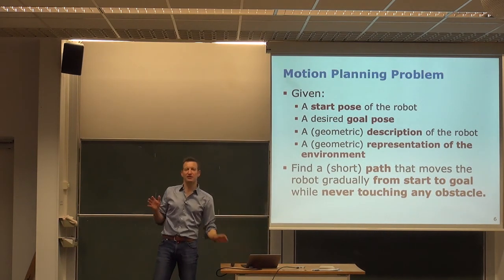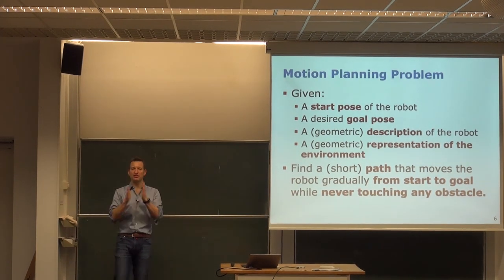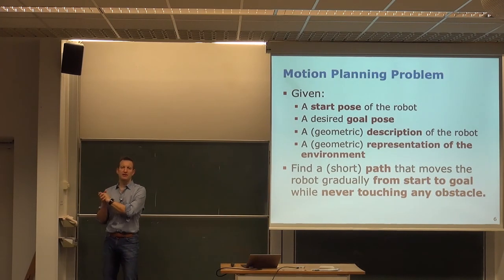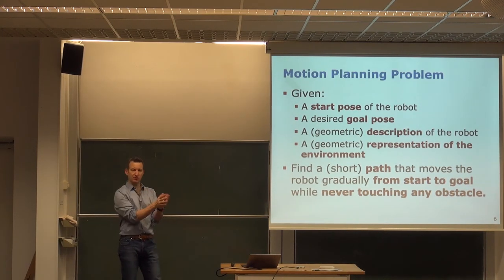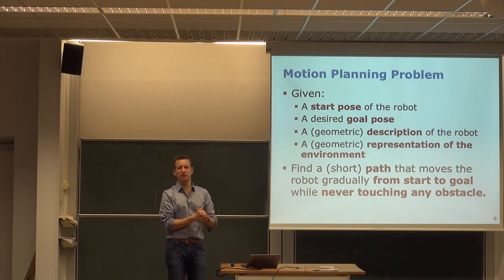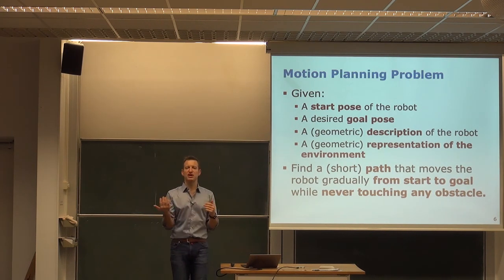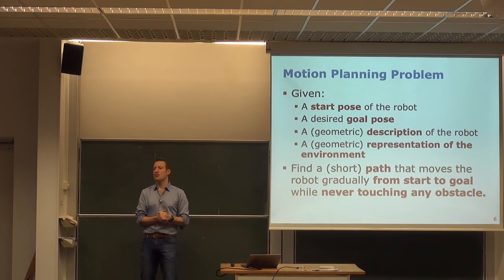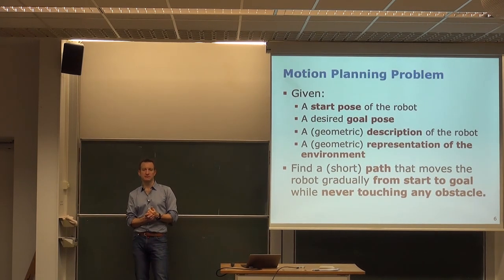Okay, so this is kind of what the motion planning problem is about. State A and state B are given. We have a description of how the system reacts, we have a description of the environment, and then what's the sequence of actions or poses which guides me from state A gradually towards state B.